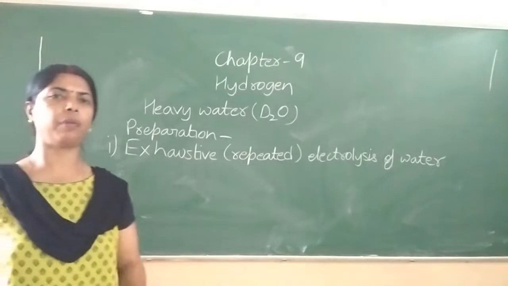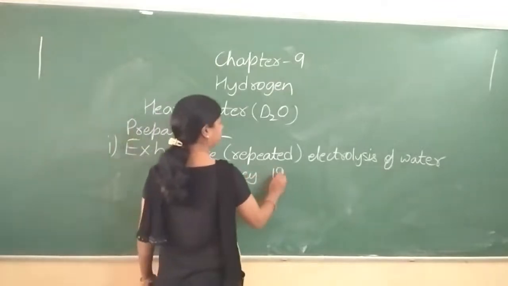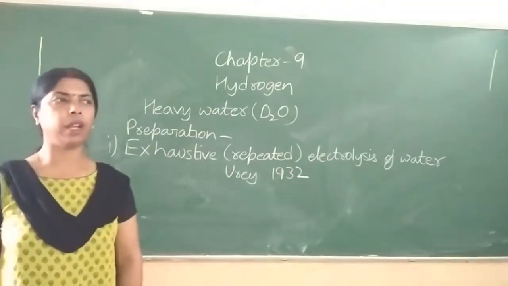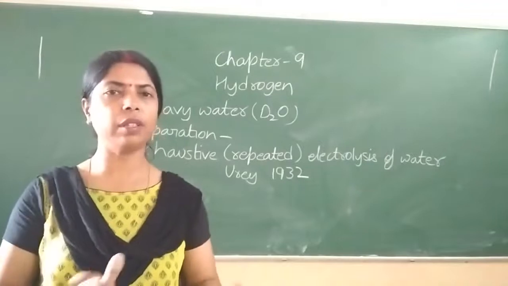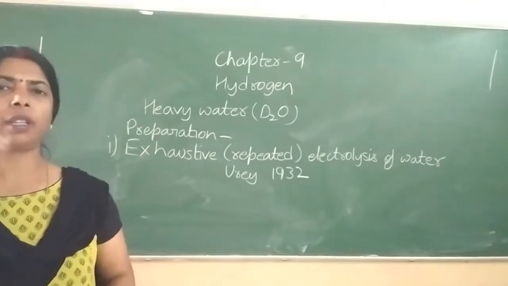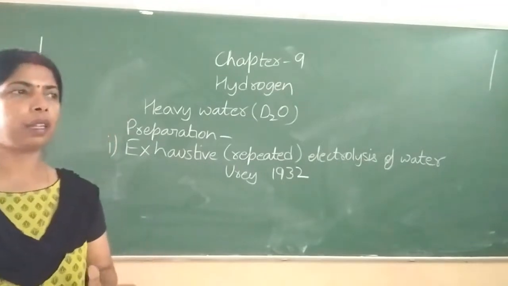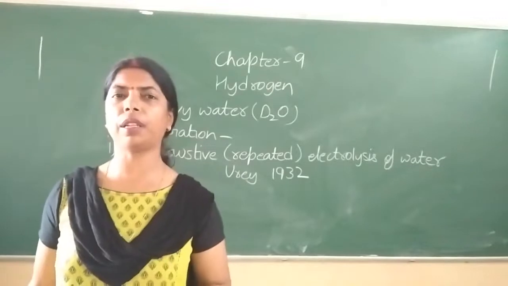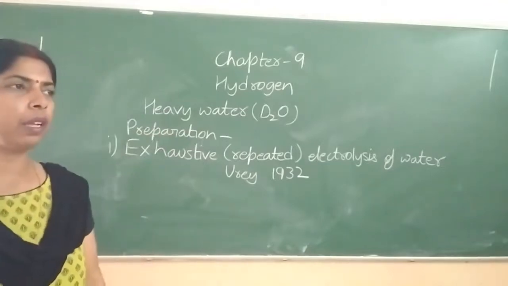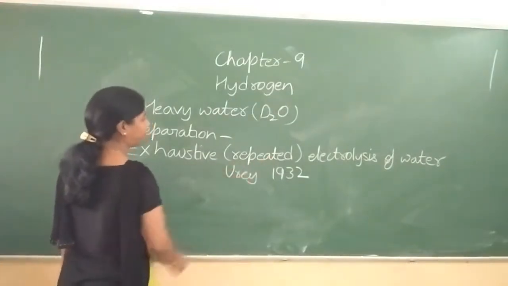Ordinary water gives rise to the formation of heavy water. And this was prepared by the scientist Urey in 1932. You have seen the electrolysis chamber. So many electrolysis chambers are joined. In each and every step after the electrolysis, the concentration of heavy water in the residual water is increased, and at the last, heavy water remains, whereas hydrogen and oxygen gas get separated out from the electrolysis process. So it is obtained by the repeated or exhaustive electrolysis of water.